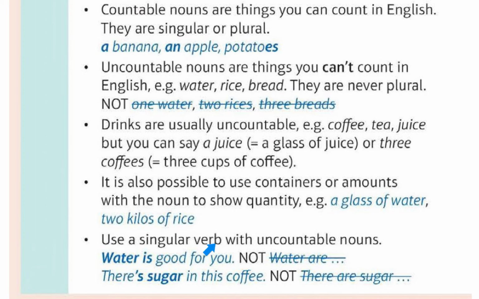We use a singular verb with uncountable nouns. Water is good for you. We cannot say water are. We have to say water is. Or there's sugar in this coffee. We cannot say there are sugar, because sugar is uncountable, and because it's uncountable it is singular.